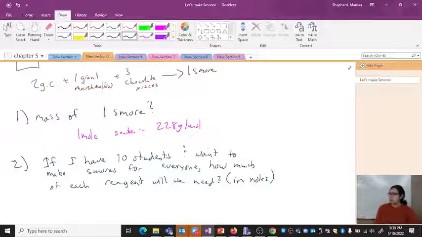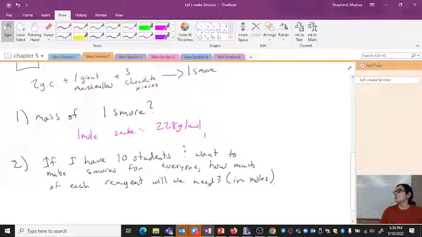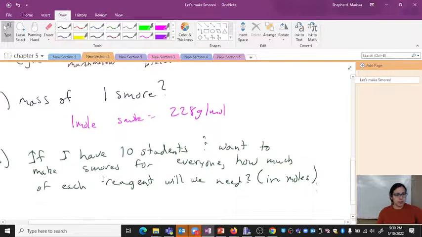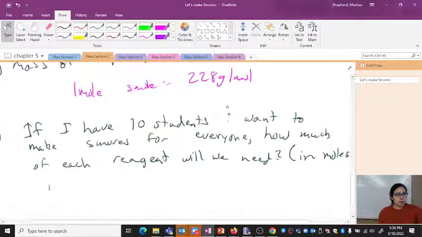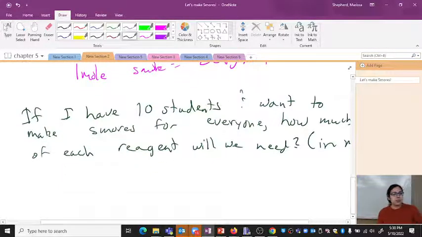Looking for the chat. So what did we get in class? Go for it. 20 moles of graham crackers, 10 moles of giant marshmallow, and 30 moles of chocolate pieces? Exactly. And so this seems easy right now. So we could set up either a proportion.